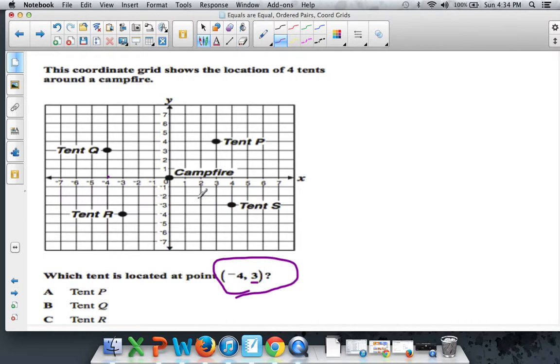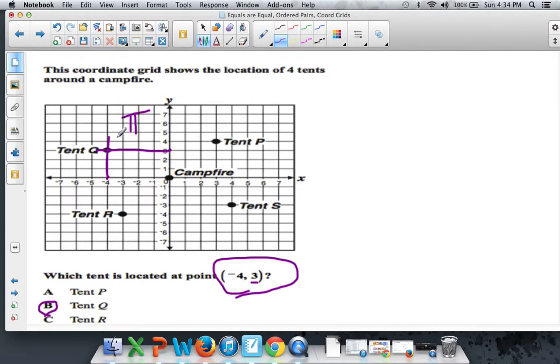The second number goes with the up and down line, the y-axis. So -4, 3 would take us to -4 on the left and right or x-axis line, and then 3 on the y-axis line, and then you just have to figure out where they meet. They meet right there. Ooh, they cross right there at tent Q. So tent Q is the correct answer. Coincidentally, tent Q is in quadrant 2.